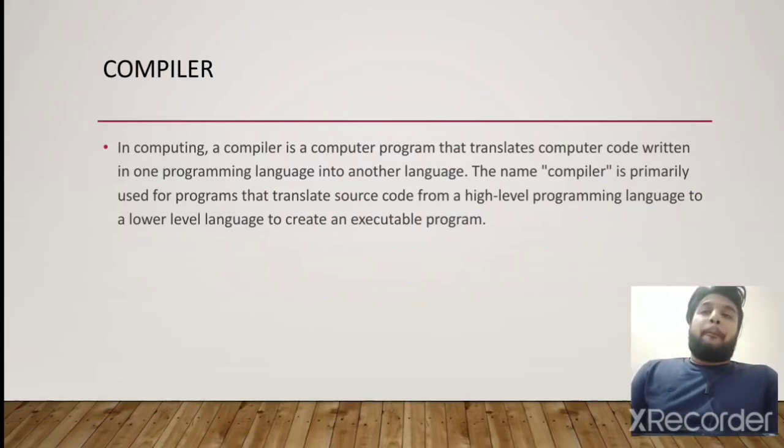In computing, a compiler is a program that translates computer code written in one programming language into another language. A compiler is primarily used to translate source code from a high-level programming language to a low-level programming language to create an executable program. It converts the whole program in one go.